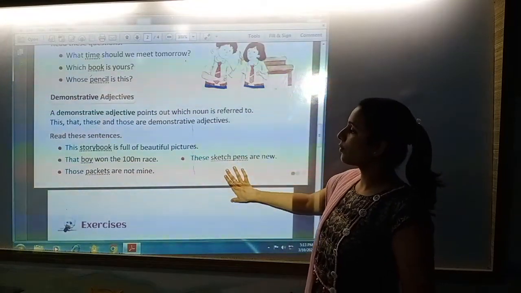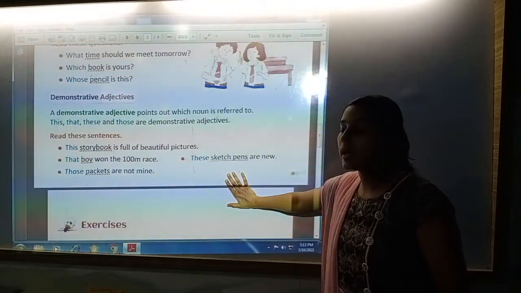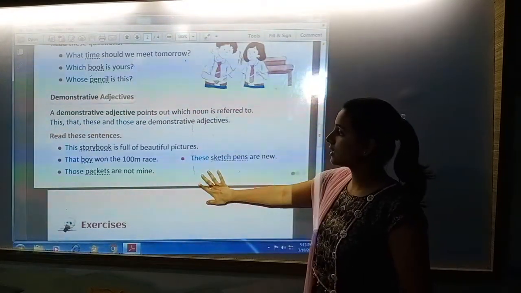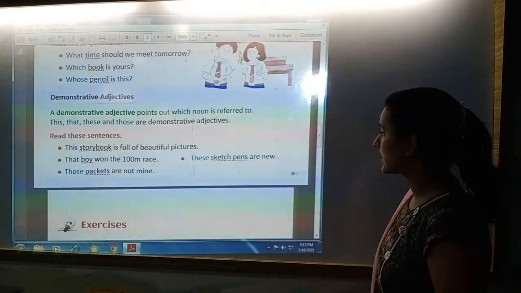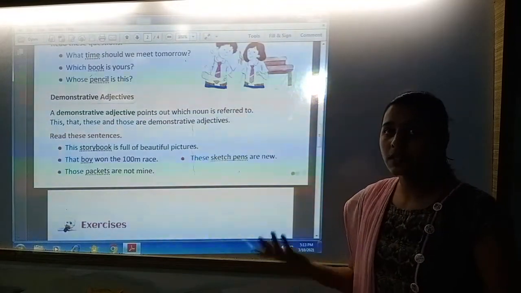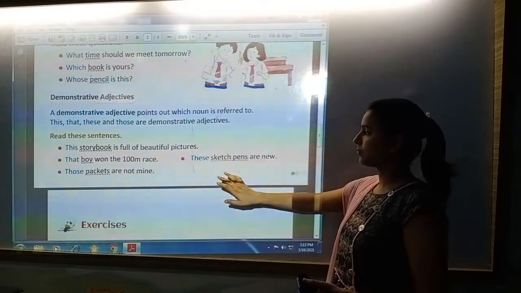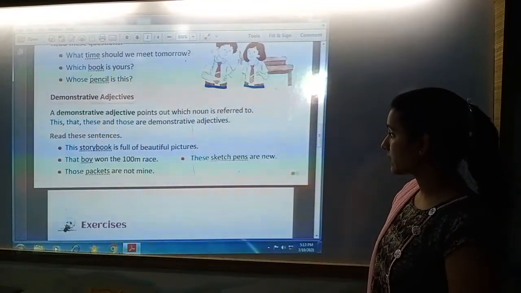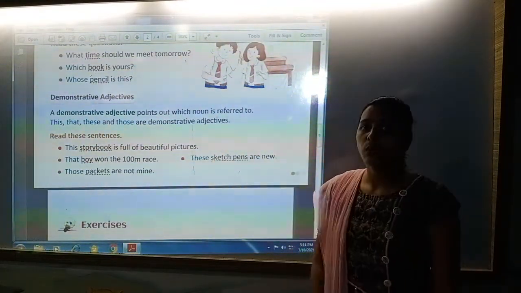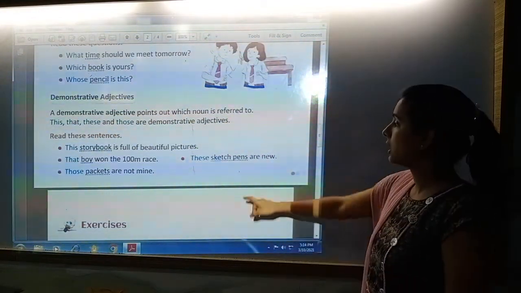Next one, that boy won the 100-meter race. Who won? Boy. Boy is noun. Which boy? That boy. So that is the demonstrative adjective. Next is those packets are not mine. What are not mine? Packets. Which packets? Those packets. So that is the demonstrative adjective for packets. Next is these sketch pens are new. What is new? Sketch pens. Which sketch pens? These sketch pens. So these is the demonstrative adjective for sketch pens.